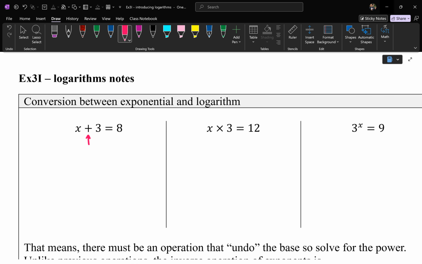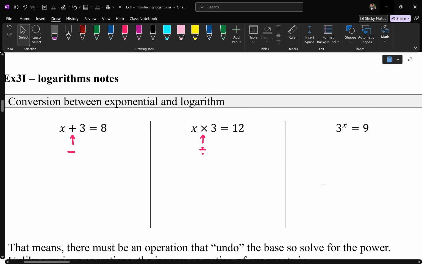To solve this equation, you would say, I don't want x plus 3, I just want x. So the opposite of that is minus. Same thing with times. I don't want x times 3, I just want x. I don't want to triple it. So the opposite of times is divide. Each and every one of them has an opposite operator.